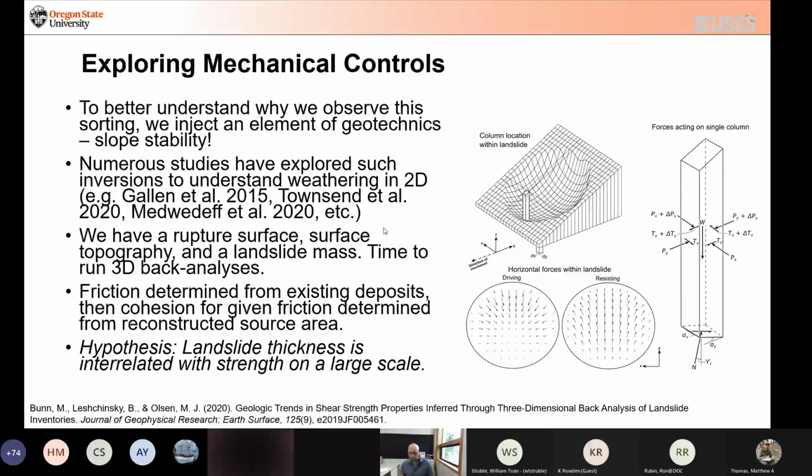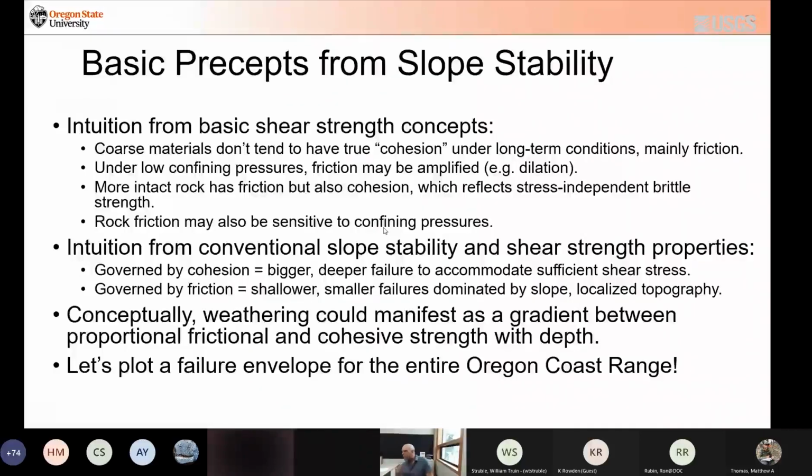Now, those three black lines, or the infinite slope drawn there, it's not for naught, right? There's still value in slope stability under idealized conditions because it provides us intuition. Some basic shear strength concepts are that coarse materials don't tend to have real, true long-term cohesion. It's mainly friction. It's disaggregated material, it's decomposed, and generally it's just a bunch of grains. There are exceptions, of course, relating to vegetation, but otherwise generally friction is keeping a lot of this material in place. Under low confining pressures, friction can be amplified.